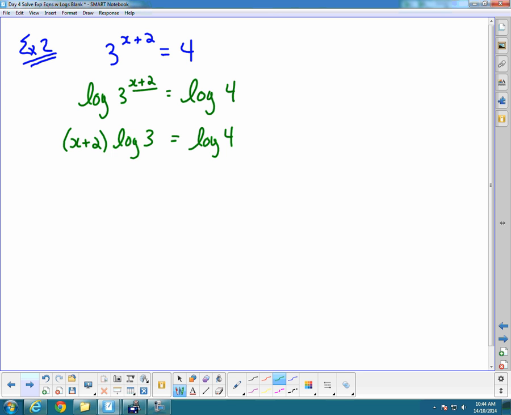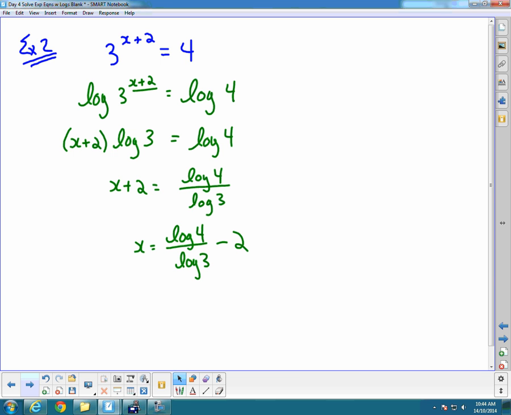Okay, so now we can solve for x. We see that x plus 2 here is being multiplied by log 3, so I'll divide both sides by log 3. We're going to get x plus 2 equals log 4 divided by log 3. And now we just have one more step to get x by itself. We have a plus 2, so we're going to have to subtract 2 from both sides. Minus 2. That, of course, would be the exact answer. If you really wanted the 4 decimal one, you can punch it in your calculator and check that it's negative 0.7381.